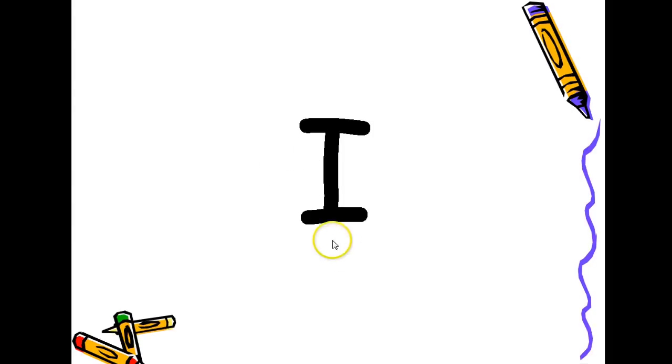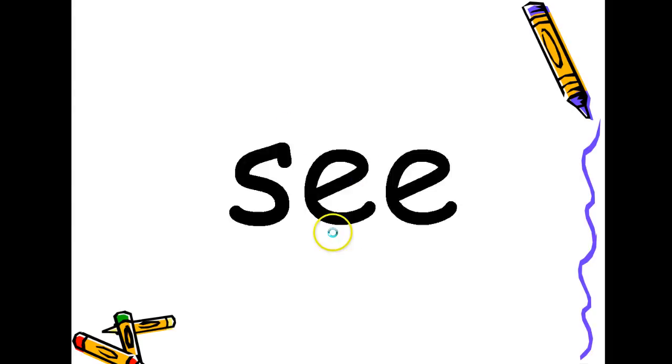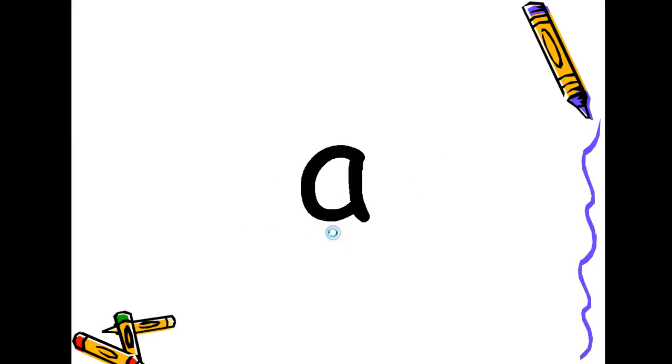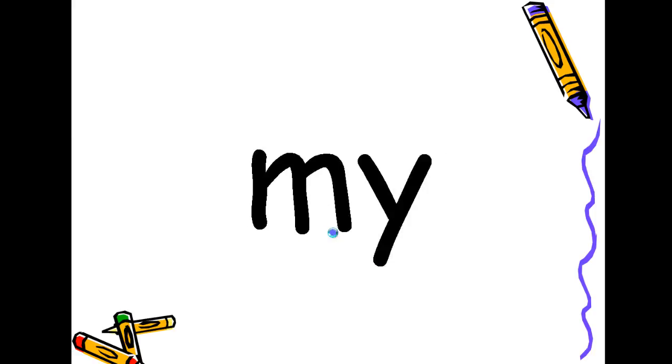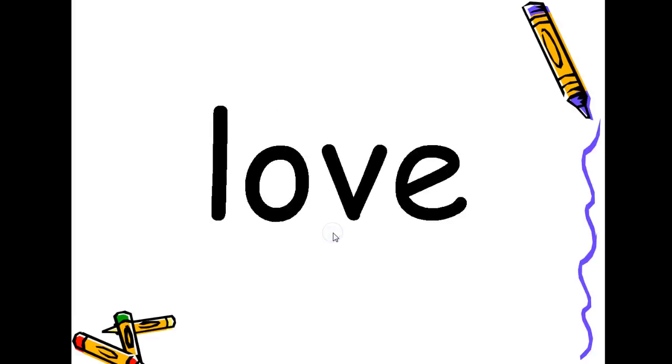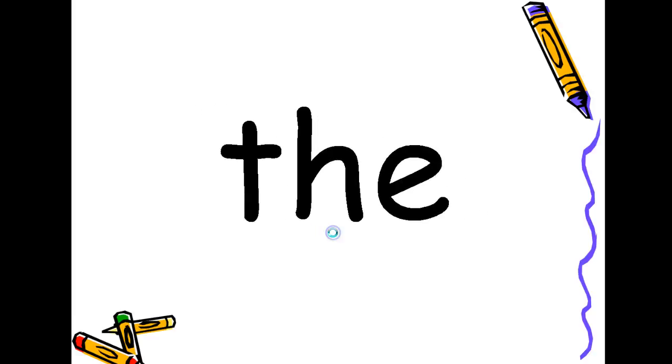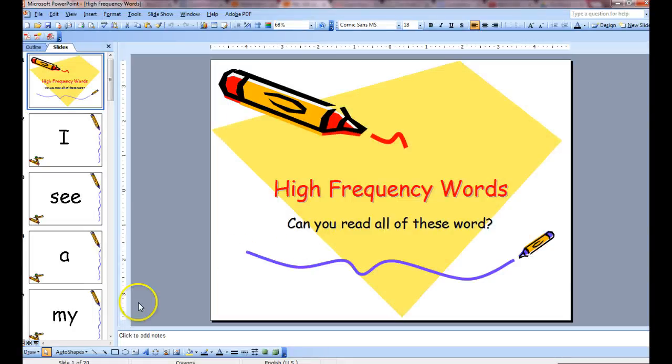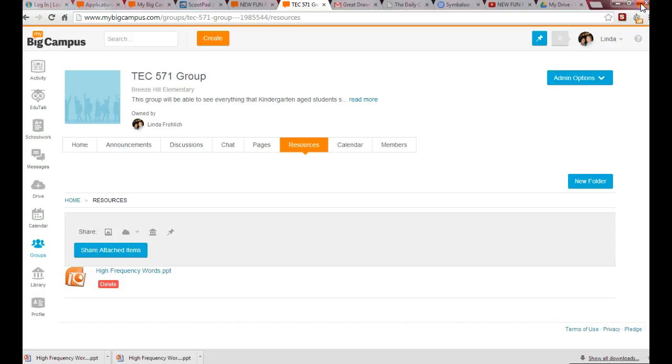So have your child say the word. What is that word? What is that word? And that one. All the way through all the high frequency words. And I'm going very fast for you. And then when they're done, you just click on the red X at the top and you're automatically back to your My Big Campus page.